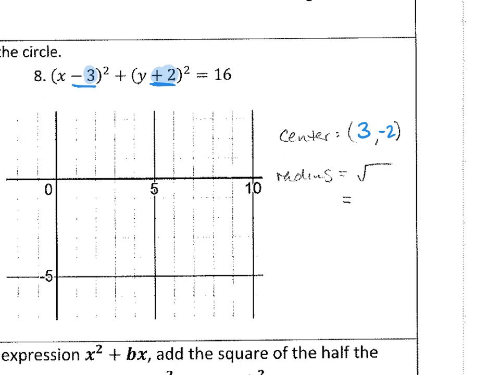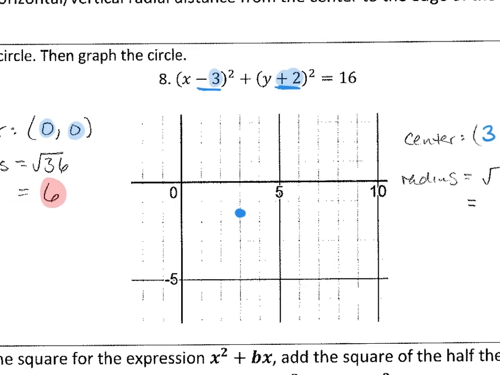So I count over 1, 2, 3, and down 2. Ooh, this graph did not print very well for you guys, but that is 3, -2. Then we just need the radius. In the problem right before this, how did I find the radius?